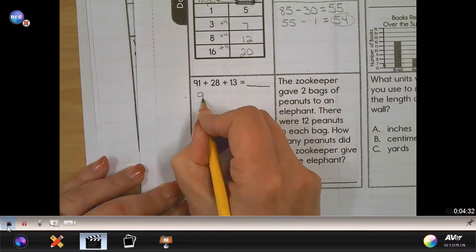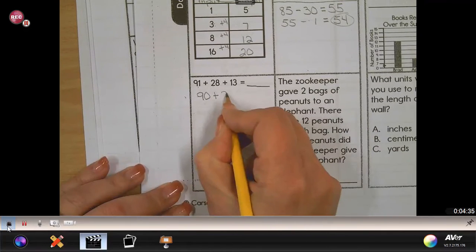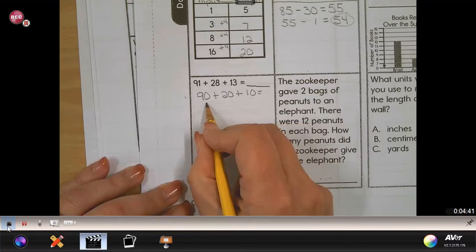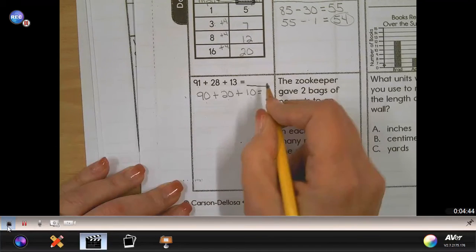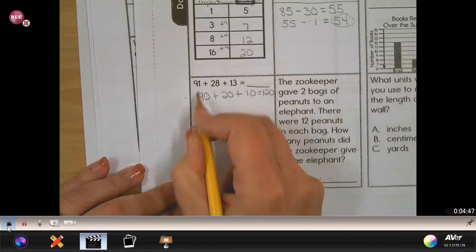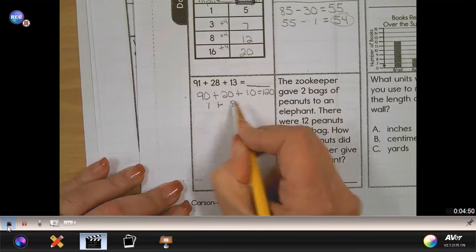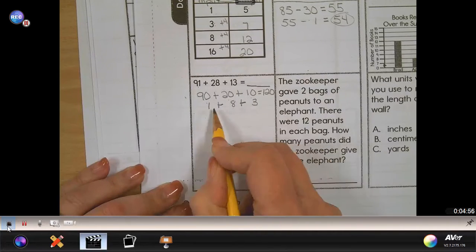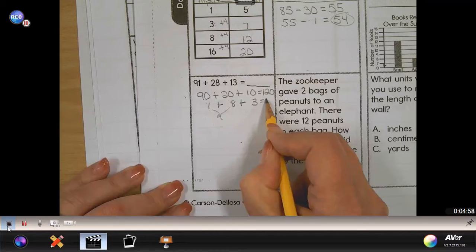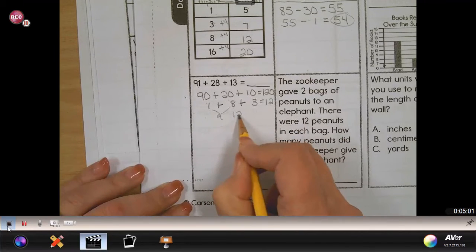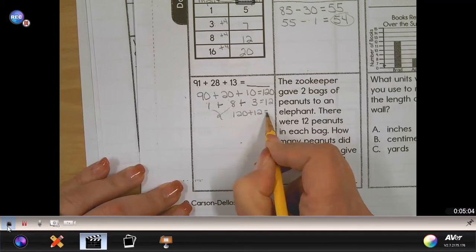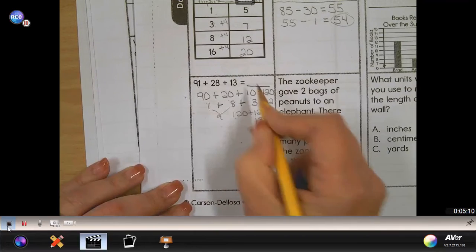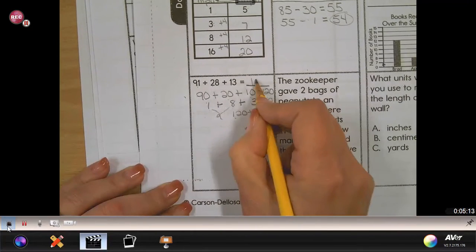So 90 plus 20 plus 10, 90 and 10 makes 100, plus the 20 makes 120. I can add the 1s, which is 8, 1, and 3. So 8 and 1 is 9. 9 and 3 is going to be 12. So now I add the 120 plus 12. 120 plus 10 is 130, plus 2 more is 132. So my sum is 132.